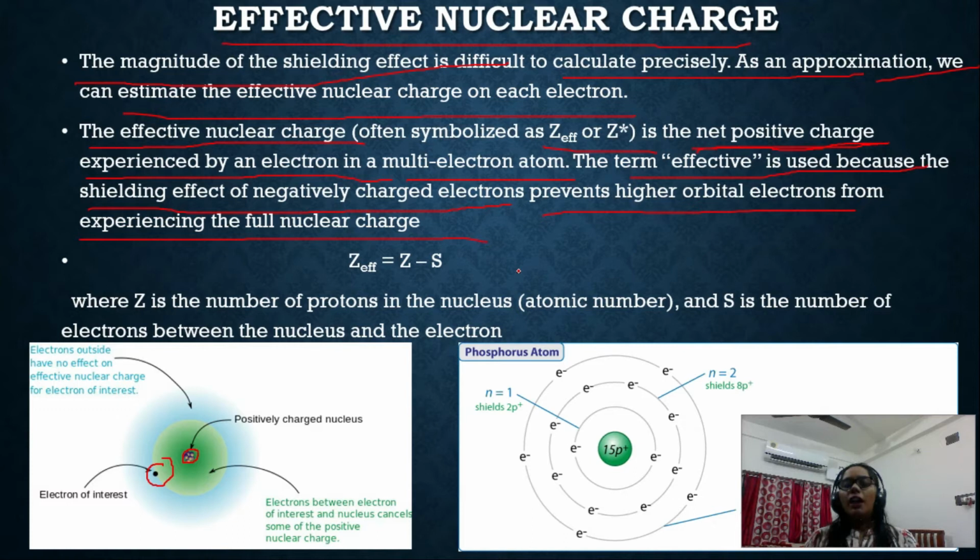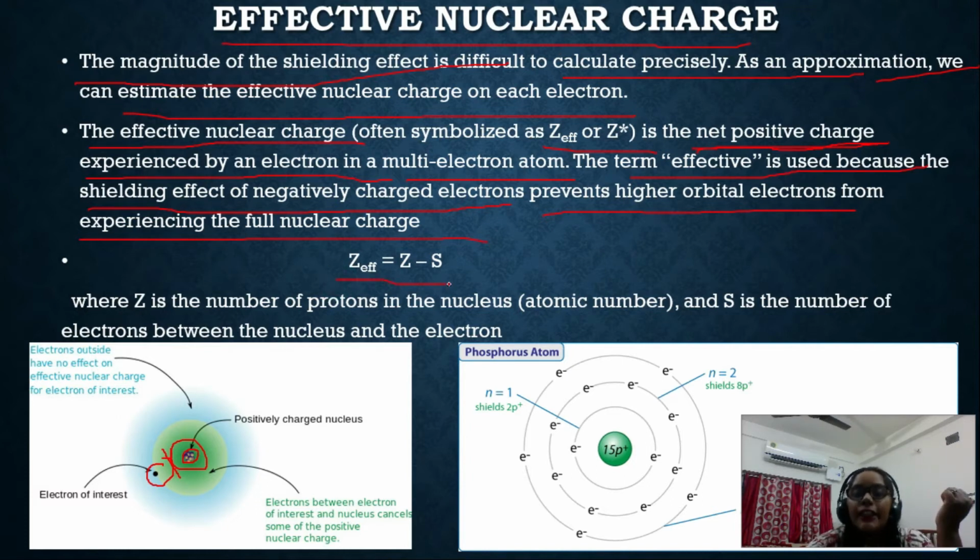Exactly. So this electron can never experience the full attraction force due to the presence of the inner orbital electrons. Look, in this green zone we have the electron density. These are the electrons of the inner orbitals, and generally they become a barrier between this outer orbital electron and the nucleus. That is why the higher orbital electrons do not experience the full nuclear charge.